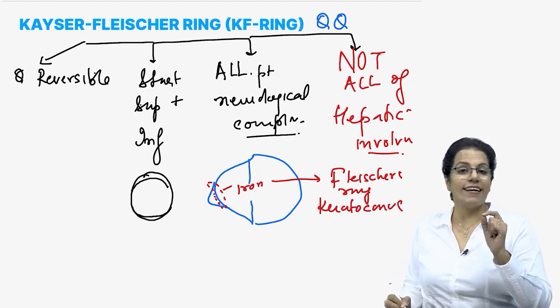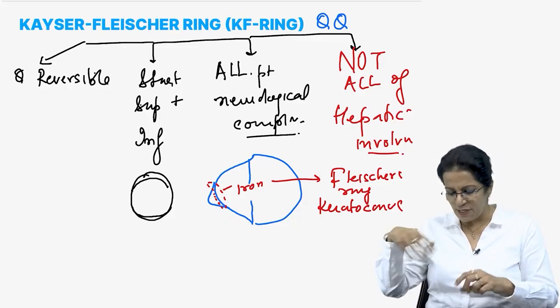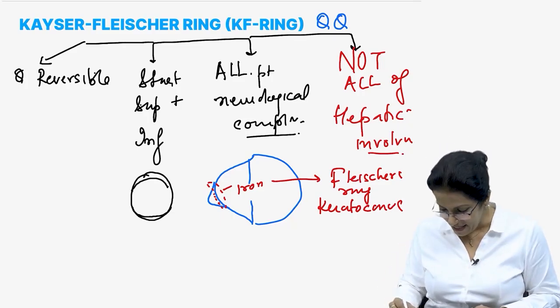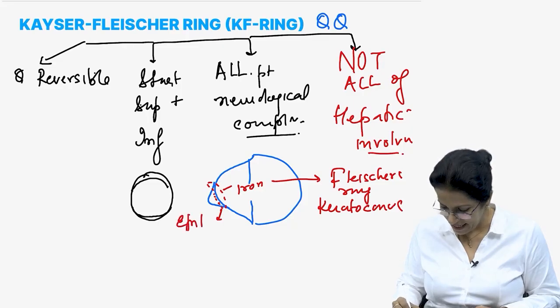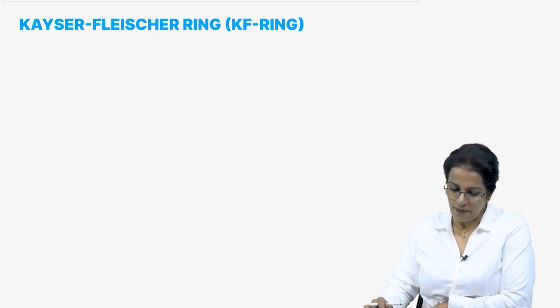Another question, which layer is iron deposited in? Always remember, in any surface deposition, iron is always deposited on the epithelium. So what will we answer? We will say it is epithelium. Okay, so that was about this.